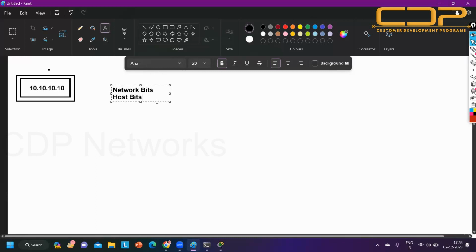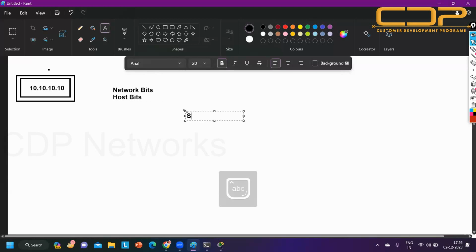What I'm saying, each and every IP address is a combination of two things: network bits and host bits. Who is going to differentiate? How are we going to identify how many network bits and how many host bits there are? Is there any tool, any marker which can specify there are 8 network bits or 24 host bits? That is not subnet. That is subnet mask.